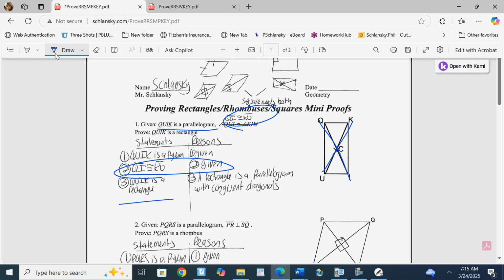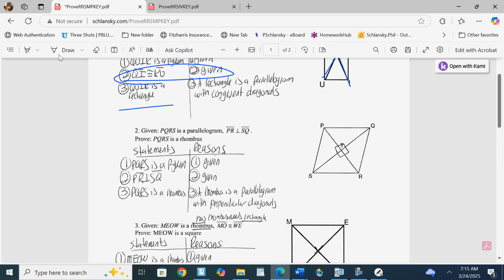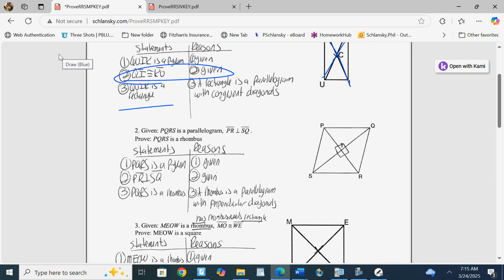If I want to prove that it's a rhombus, I have to prove it's a parallelogram first. It gave that to me. So I need one of the three rhombus proofs. It's giving me perpendicular diagonals. Once I have the parallelogram with perpendicular diagonals, I can say it's a rhombus. A rhombus is a parallelogram with perpendicular diagonals. So that's what you ultimately need to get to in order to prove the rectangle, rhombus, or square.